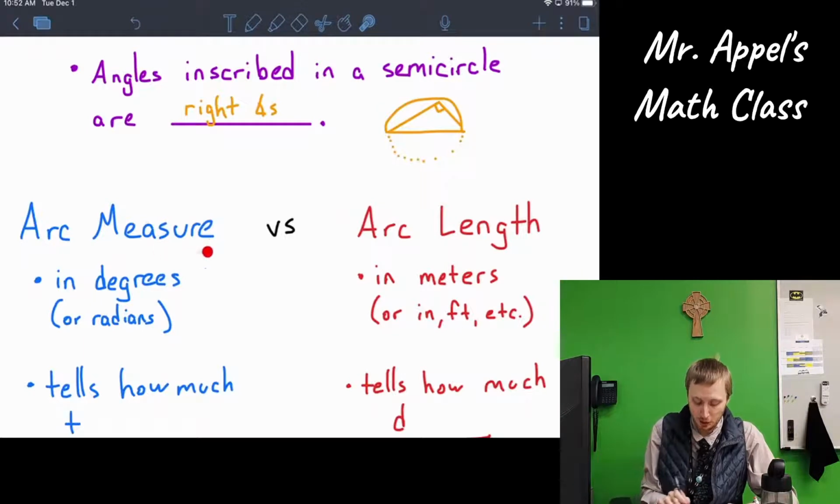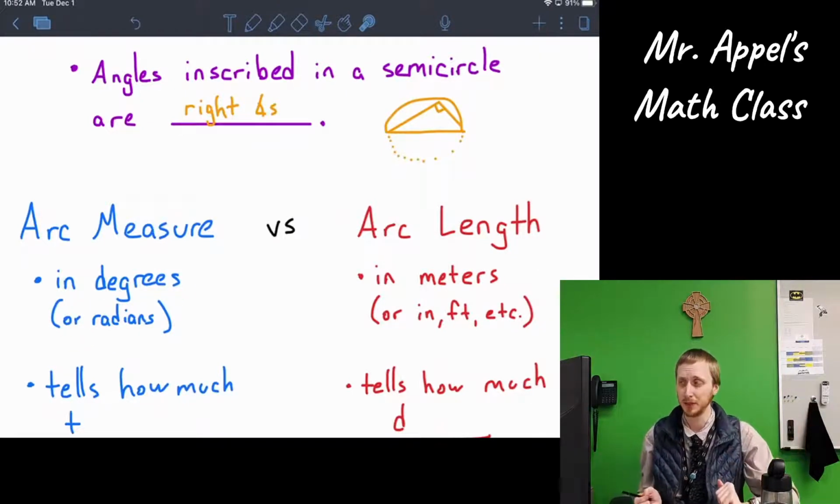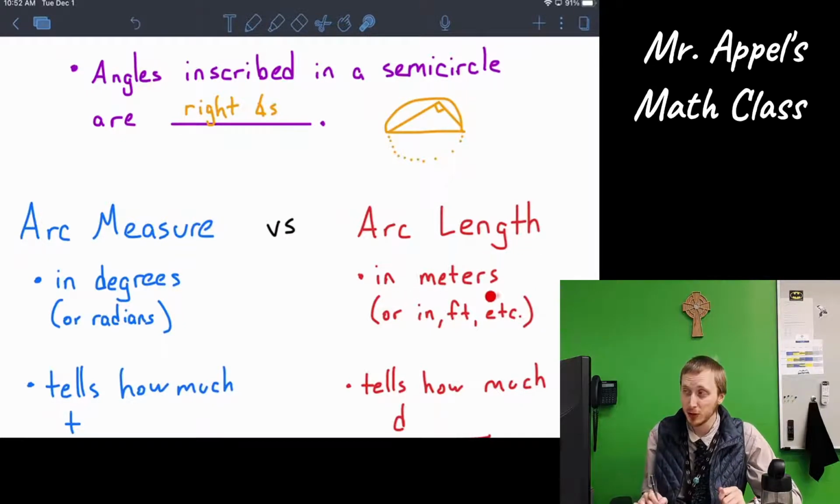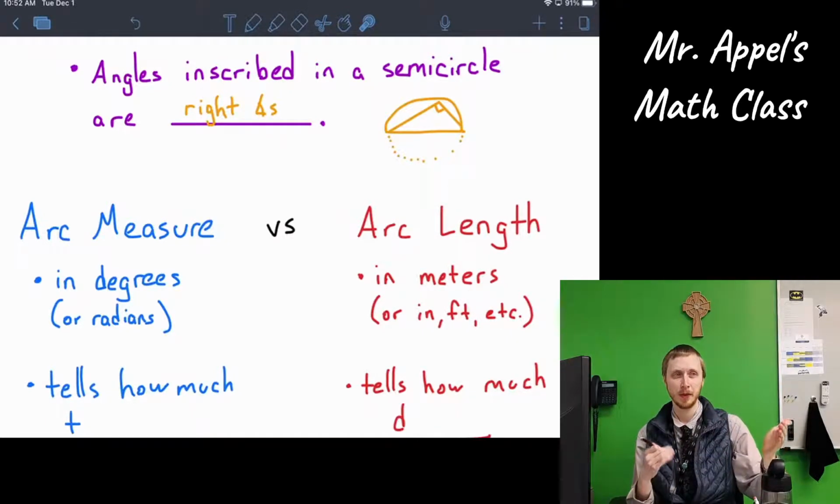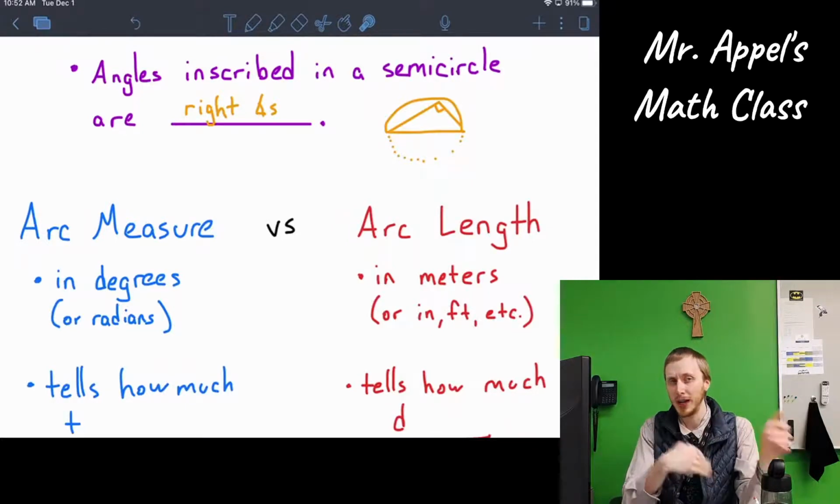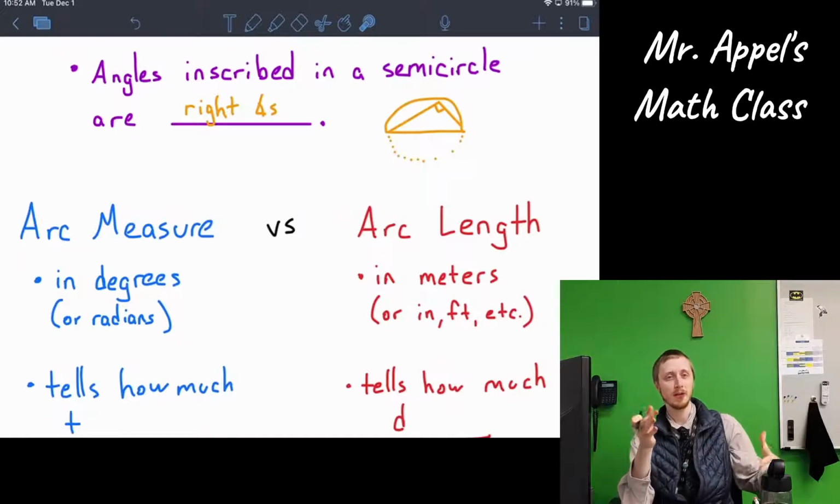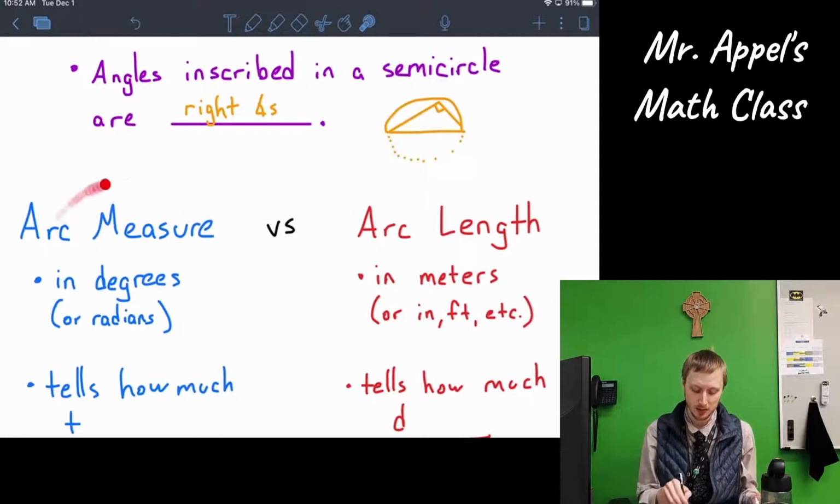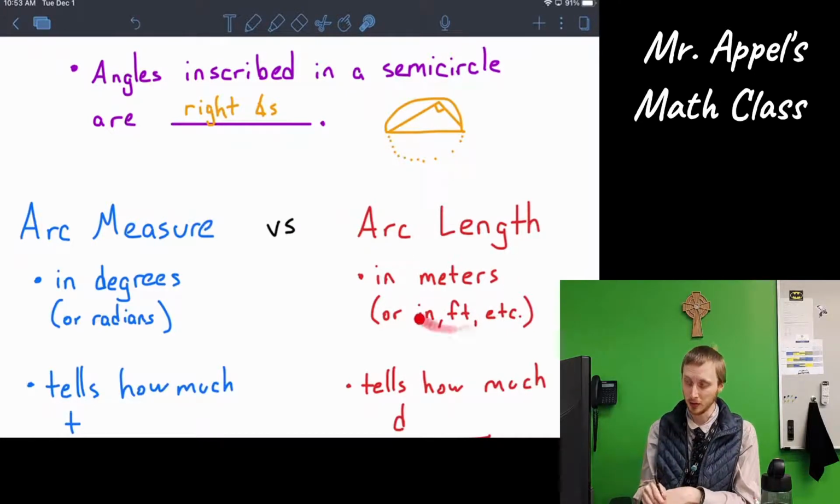An arc measure is what we've seen already. That is always measured in degrees or radians or some version of angle. It's an angle unit. Arc length could be measured in meters or inches or feet, any other length unit. So one good clue as to what you're dealing with is the units involved. Is this the same units I would find on my protractor? Well, then it's an arc measure. Or are these the units I would find on a ruler? Well, then it's an arc length.